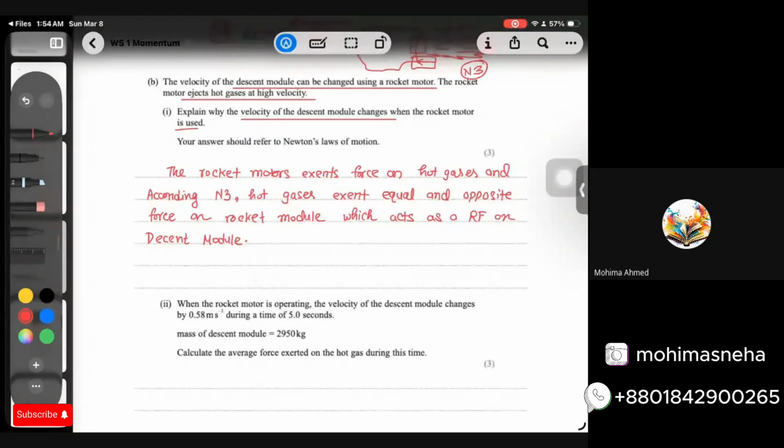Then we will write that from Newton's second law, N2, for resultant force there will be acceleration, which causes change in velocity.